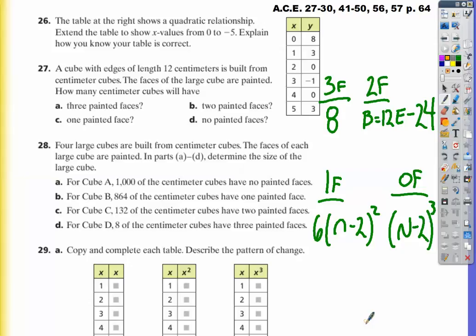If you remember from your investigation, you had 8 cubes with 3 faces, the 8 corners, and then the 2 faces along the edges. You had a linear relationship with the equation blocks equals 12e minus 24. For 1 face, you had 6 faces of the entire cube, and inside each face you had n minus 2 side lengths. So you square that, and you get the number of blocks that had 1 face painted.